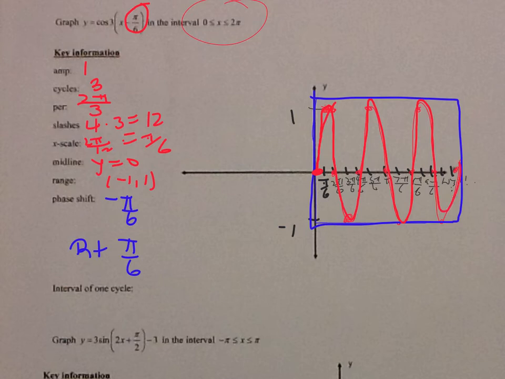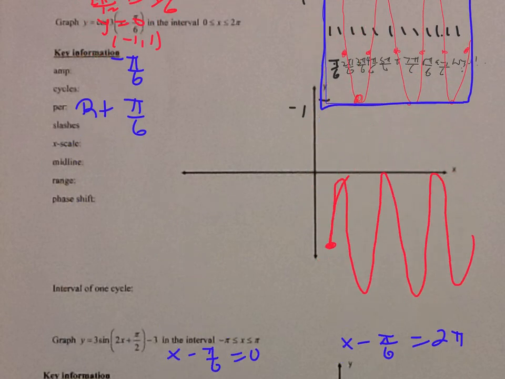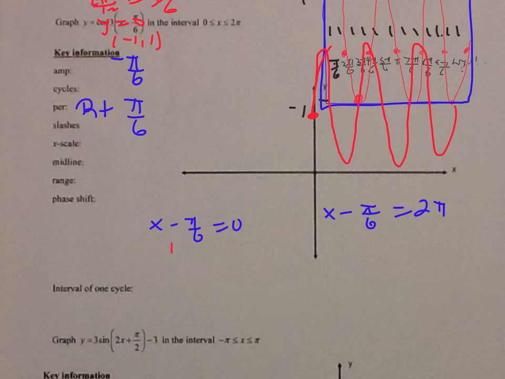Okay, so now let's get one cycle, the endpoints for one cycle, the interval for one cycle. I take what's inside the parentheses: x minus pi over 6 equal to 0, and x minus pi over 6 equals 2 pi. I'm just going to move everything up a little bit. All right, so add pi over 6, add pi over 6. I get x is equal to pi over 6, add pi over 6.